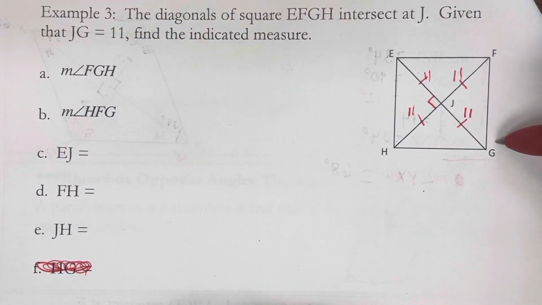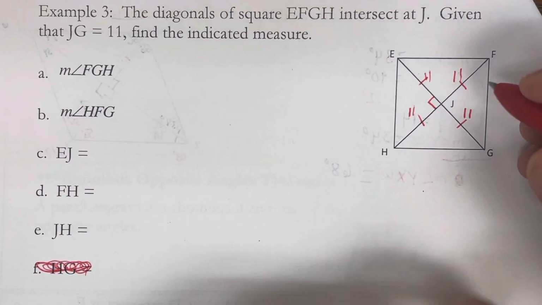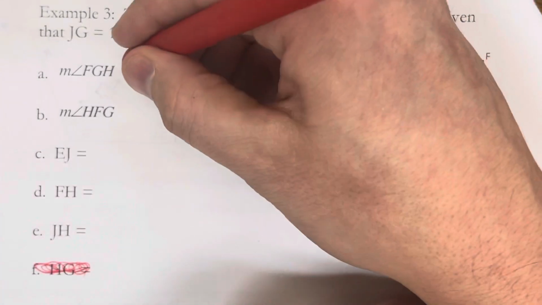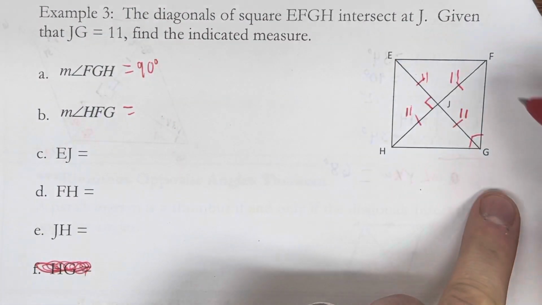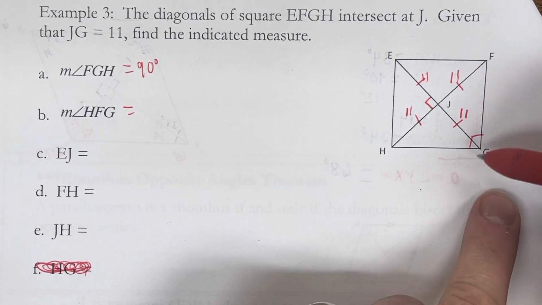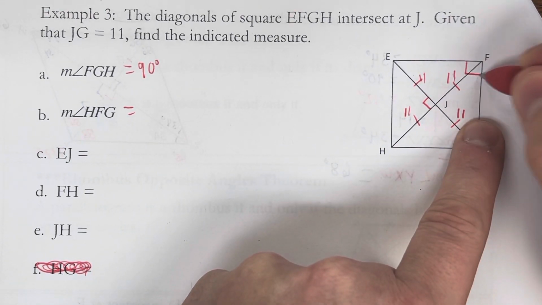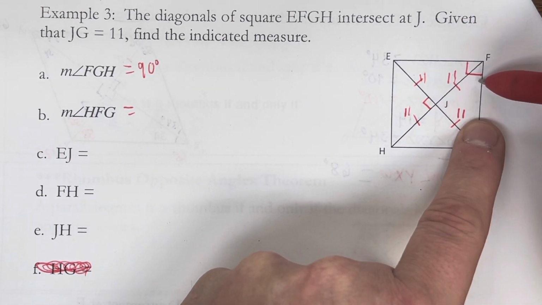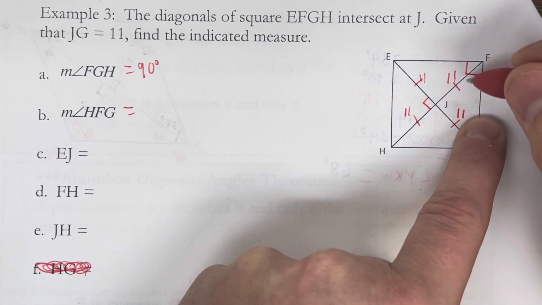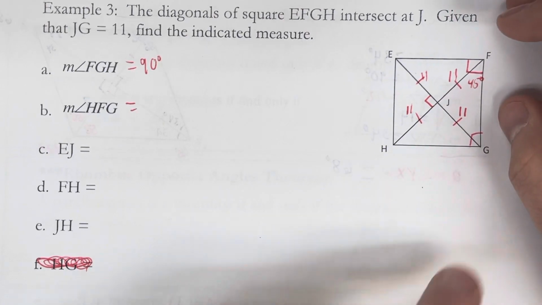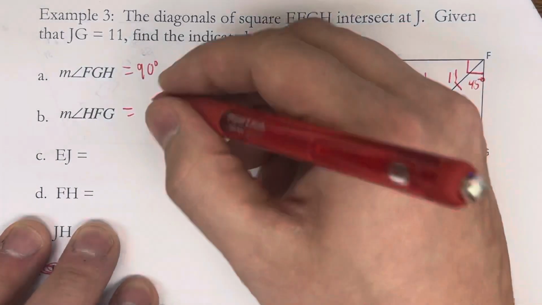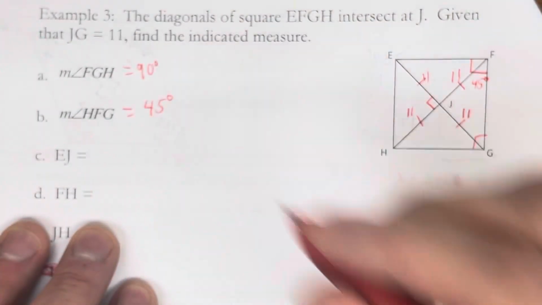All right. Next step says find angle FGH. So let's locate FGH. It is a square, so this has to be a right angle. That's 90 degrees. Next is to find HFG. HFG, again, 90, but keep in mind, the diagonals bisect the angle, so half of 90 is 45 degrees. So these 2 little parts have to be 45. So HFG is 45 degrees.